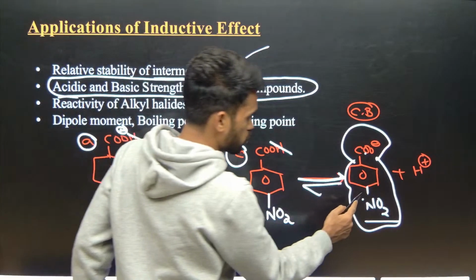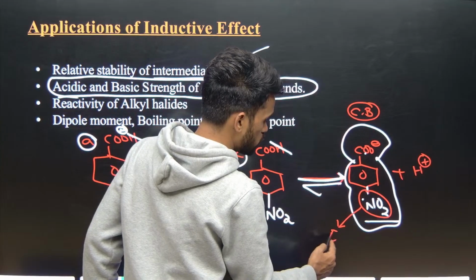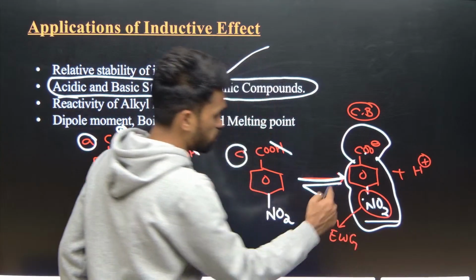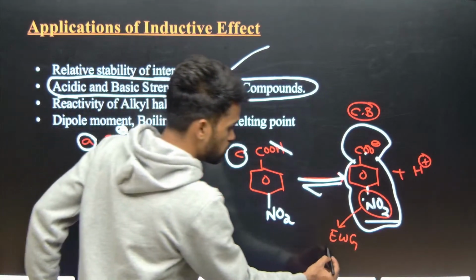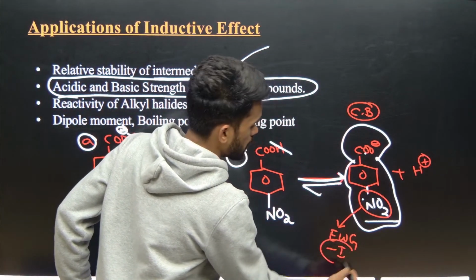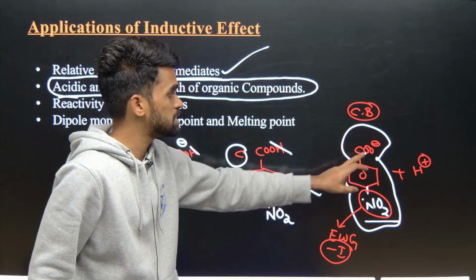See what type of group I have here? Nitro group. Nitro group has the ability to withdraw electrons. That is an electron withdrawing group, that I have shown you in the previous case. That is in the minus I effect groups list I mentioned there. So it will withdraw the electrons from here and stabilize this negative charge.